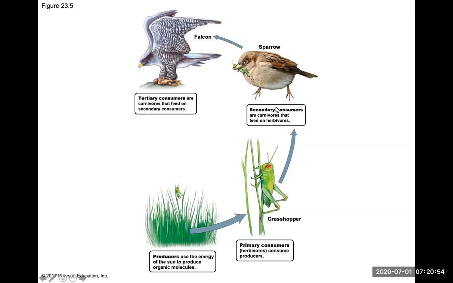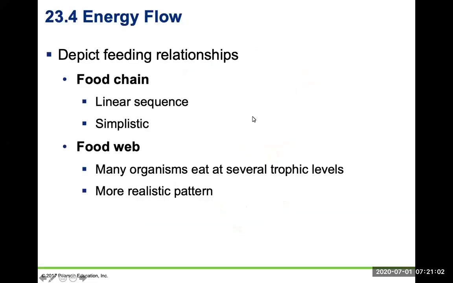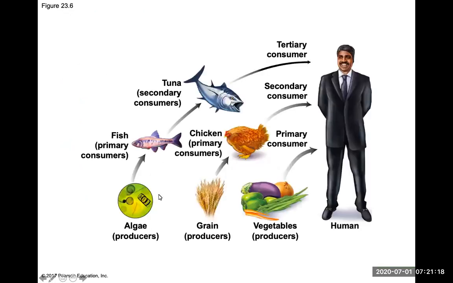A secondary consumer is a carnivore that feeds on herbivores, and a tertiary consumer is a carnivore that feeds on secondary consumers. A food chain is a linear sequence. It's simplistic. It depicts feeding relationships, whereas a food web shows how many organisms are involved and how they eat at several different trophic levels. The food web is a more realistic pattern.